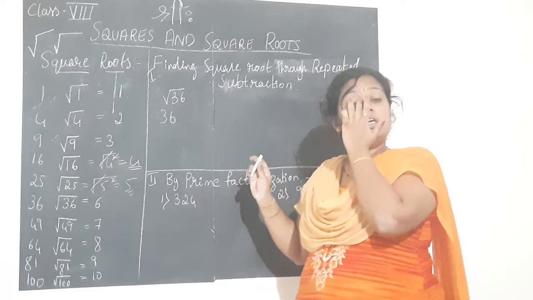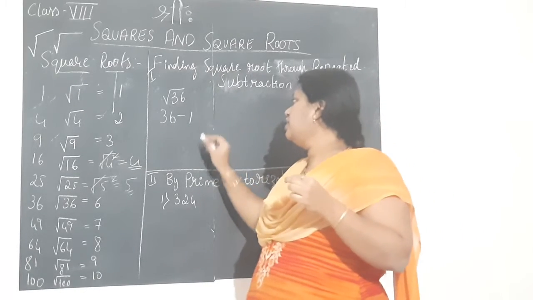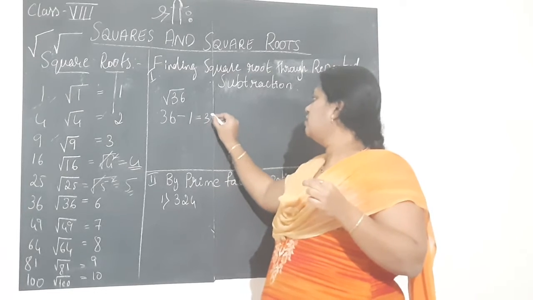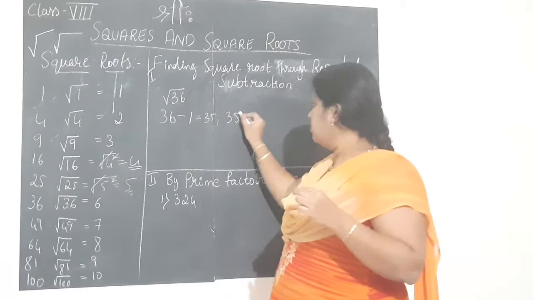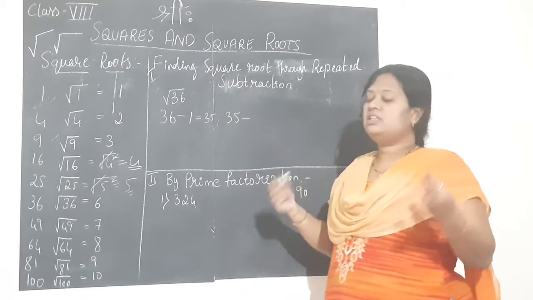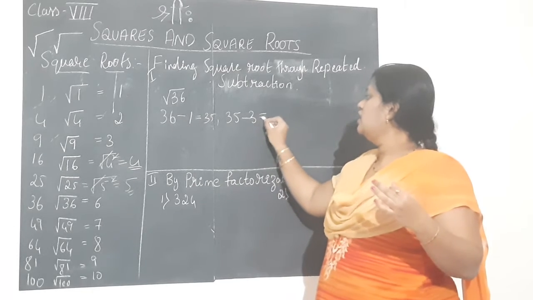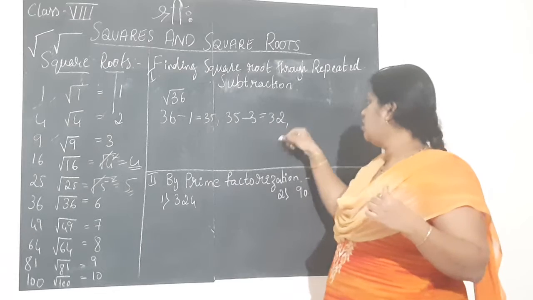Which is the first odd number? 1 is the first odd number. So subtract 1 from that and what you get is the number 35. What you got now? 35, right? From that number 35, minus the next odd number after 1, which is 3. So minus 3. How much is 35 minus 3? It is clearly 32.